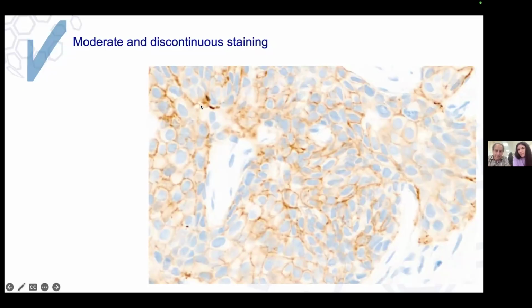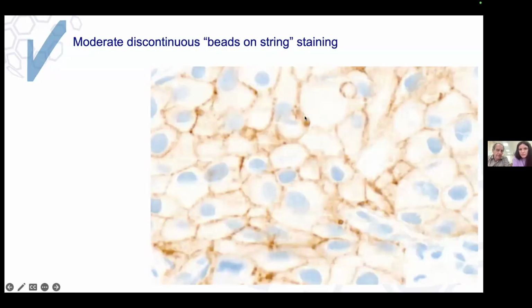I think the take-home message is there's a lot of value in the staining pattern. Of course, we need to pay attention and be very careful, because once we start having strong intensity staining, we need to make sure that there are no major artifacts, because we might need to do ISH, even if it's discontinuous.